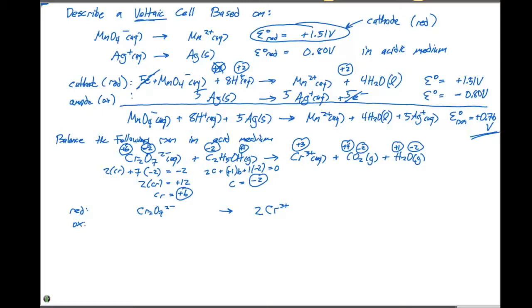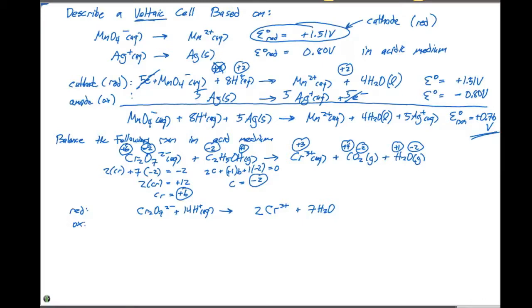In this particular case, we're in acid medium, so to balance out the oxygens, we need some water. So we're going to need 7 waters over here on the right-hand side for this half reaction. By doing so, we're going to need 14 hydrogens over here on the left. So here we have 2 chromiums on the left, 2 chromiums on the right, 7 oxygens on the left, 7 on the right, 14 hydrogens on each side. So we have everything good to go for this half reaction.